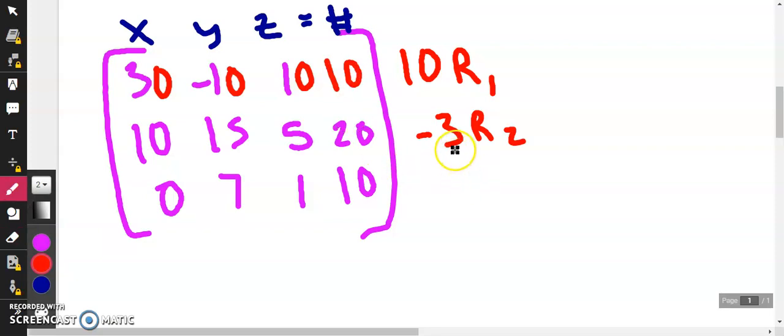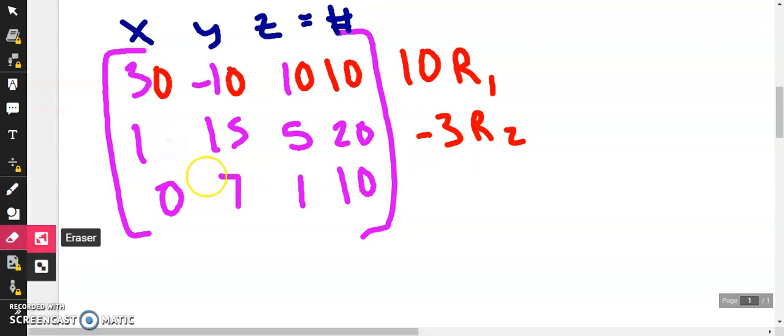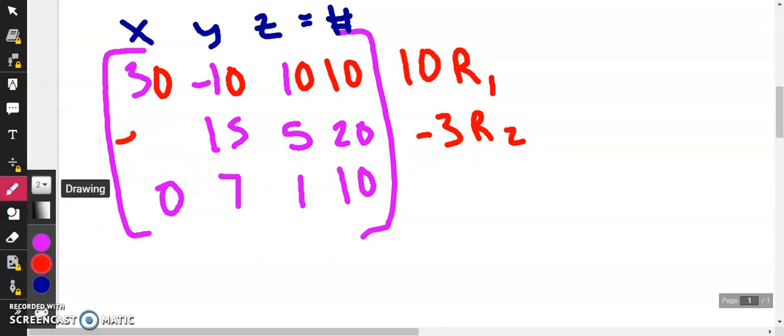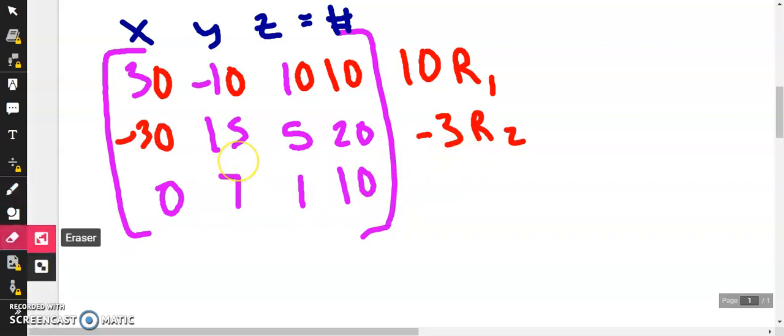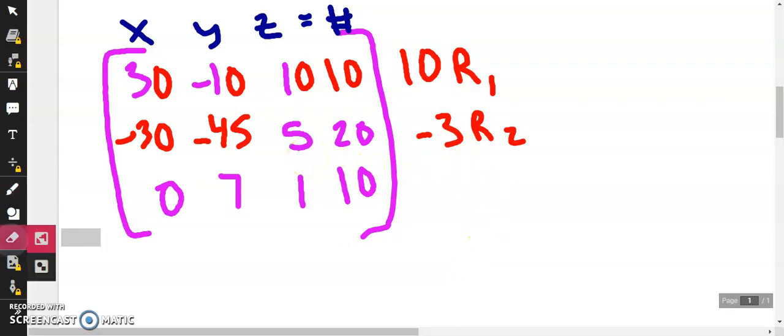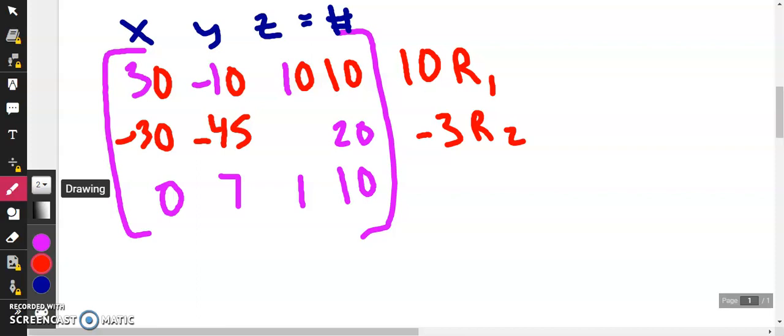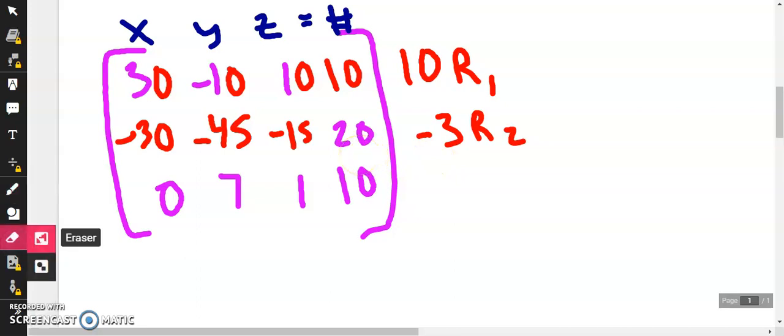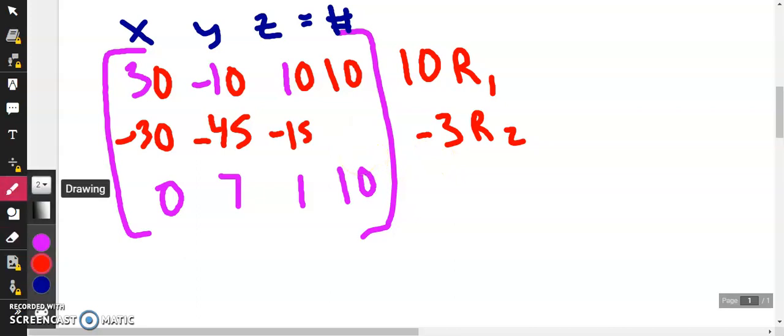On the second row, I'm going to do negative 3 times negative 10 to get negative 30. I'm going to do negative 3 times 15 to get negative 45. I'm going to do negative 3 times 5 to get negative 15. And then negative 3 times 20 to get negative 60.